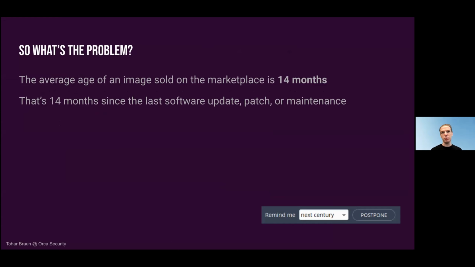Well, what is the problem with all of this? Vendors don't really maintain their appliances. We found out that the average image is aged over 14 months. And in those 14 months, new vulnerabilities were found, security patches were being delivered, even new features that you might care about were added. This means that out of the box, these appliances may actually pose a serious security risk.